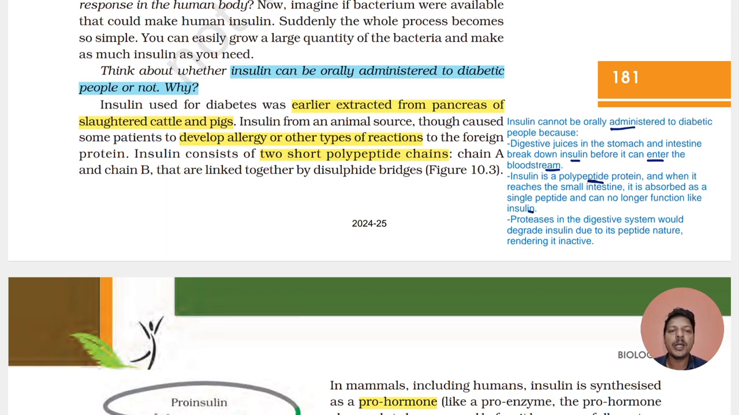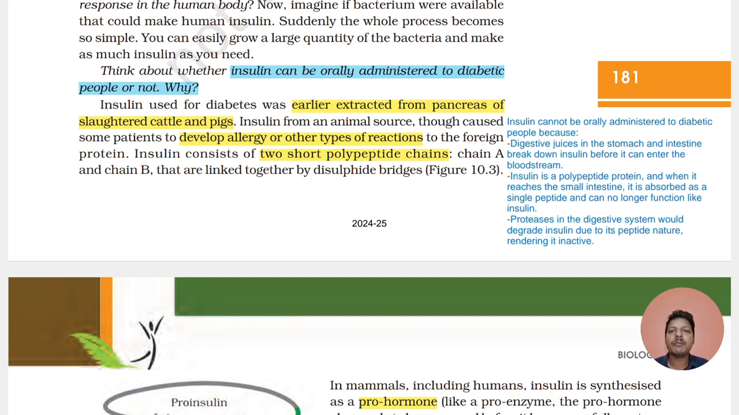As you see, the polypeptide chains A and B are both present in a mature insulin protein, and A, B, C, all three are present in a pro-insulin protein. Remember. Next, protease in the digestive system would degrade the insulin due to its polypeptide nature, rendering it inactive. That's why it is injected, not orally administered.